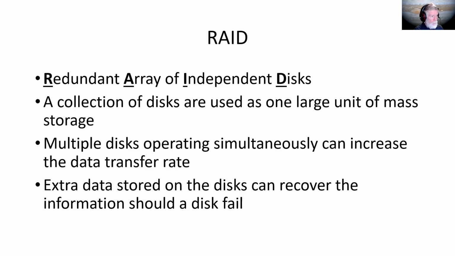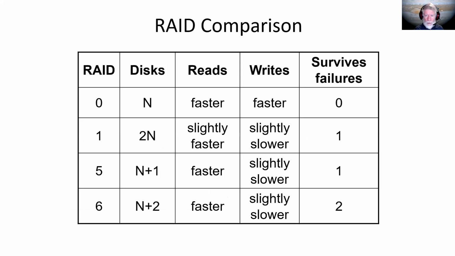The advantage is, by storing extra data on the disks, they can recover in the event that one of the disks breaks, because we all know that disks will break. So you write it out with multiple disks, and if one of them breaks, you still have the data. You can recover all the data. There are different RAID types. By the way, there is a 2, 3, and 4, but nobody uses those. RAID 0 makes it faster, but doesn't provide any recovery.